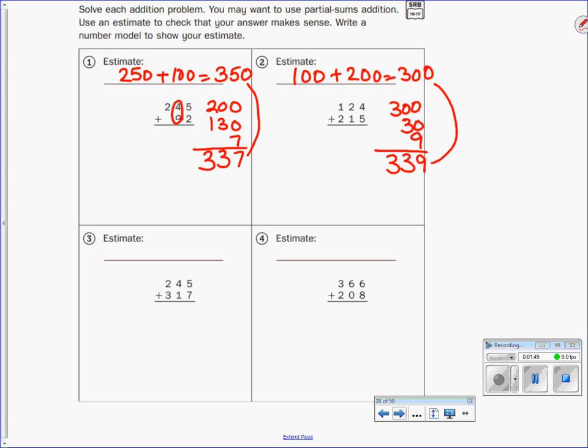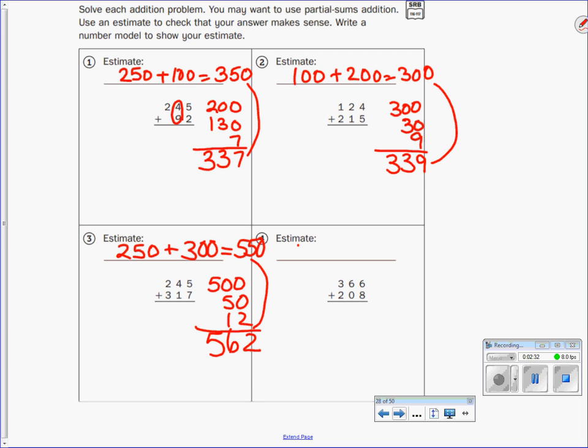On our next one, we have 245. We can estimate that at 250, plus 317, well, that's close to 300, so we could estimate it at 550. Now let's take our partial sums down here. 200 plus 300 gives me 500, and 40 plus 10 gives me 50, and 5 plus 7 is 12, and if I add those up, I get 562. And 550 was my estimate, which gives me a good estimate.